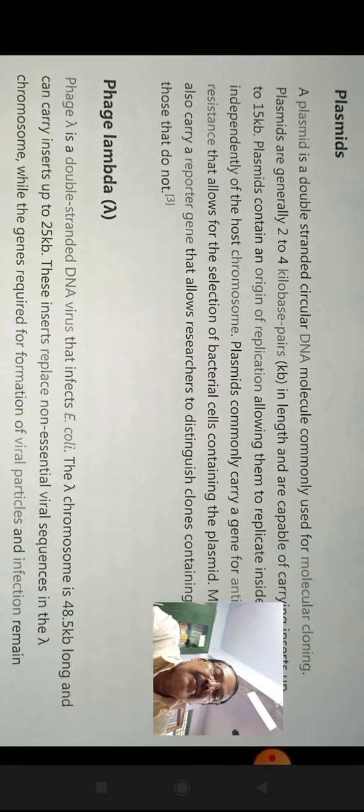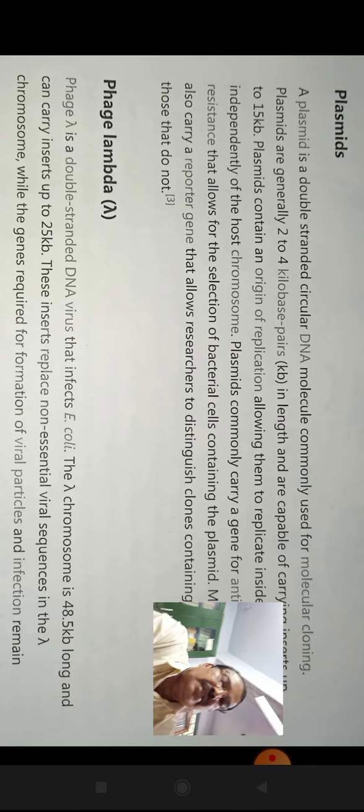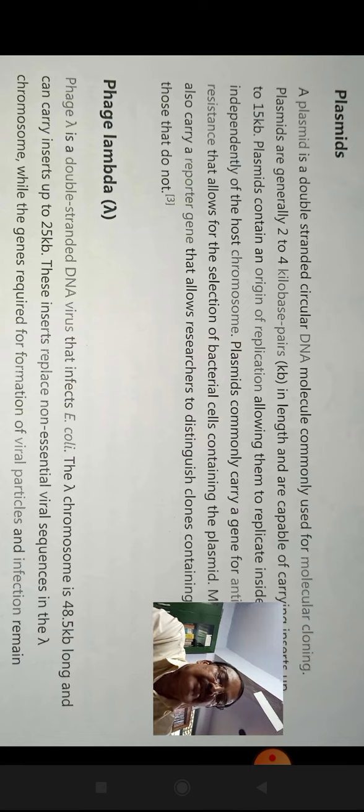Second one is phage lambda. Phage lambda is a double-stranded DNA virus that infects Escherichia coli, E. coli. The phage lambda chromosome is 48.5 kilobase pairs long and can carry inserts up to 25 kilobase pairs.